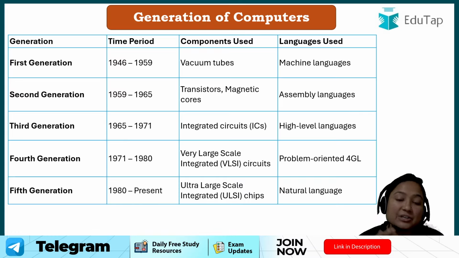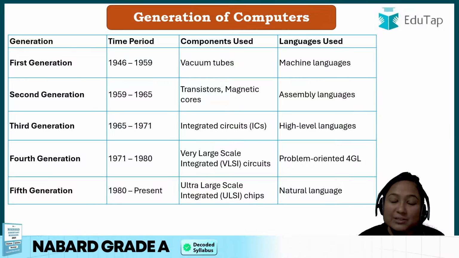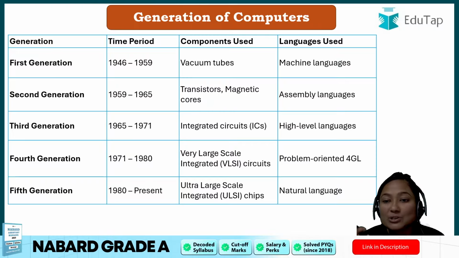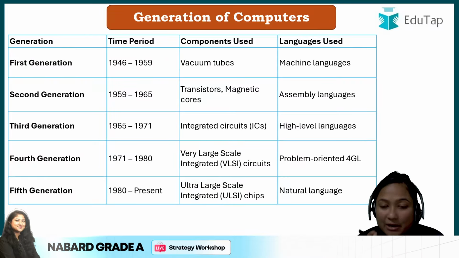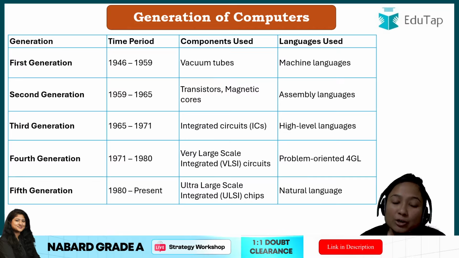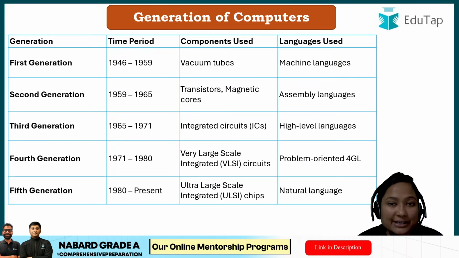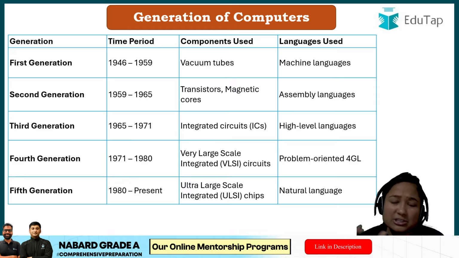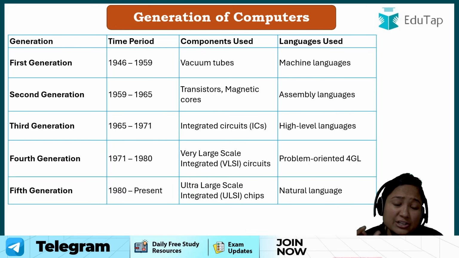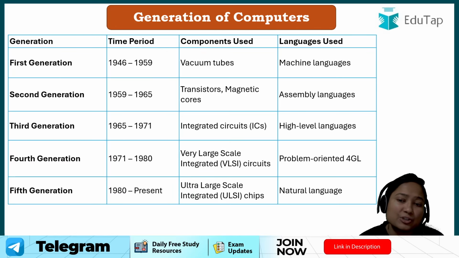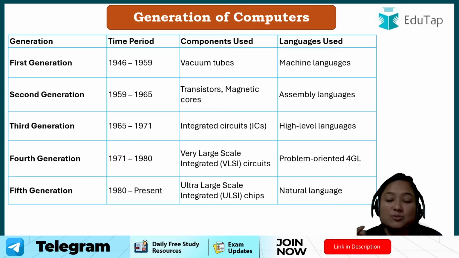In the third generation, we had integrated circuits as the component, replacing the transistor from the second generation, and the language was high level languages. This particular point you will also have to understand and remember very well. With the fourth generation, from 1971 to 1980, we had VLSI circuits, very large scale integrated circuits. Those are basically microprocessors. So if somebody asks from which generation you can see the microprocessor, you will say the fourth generation. And the language used now was the problem oriented fourth generation language.